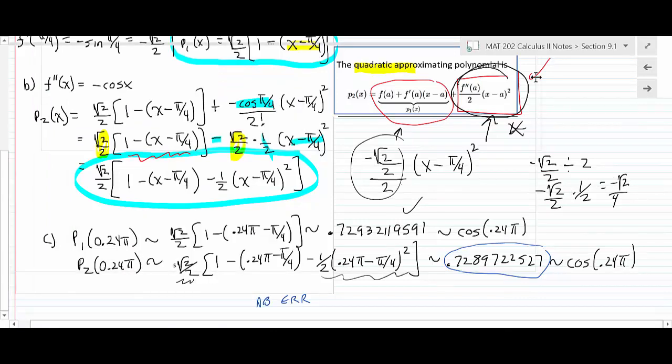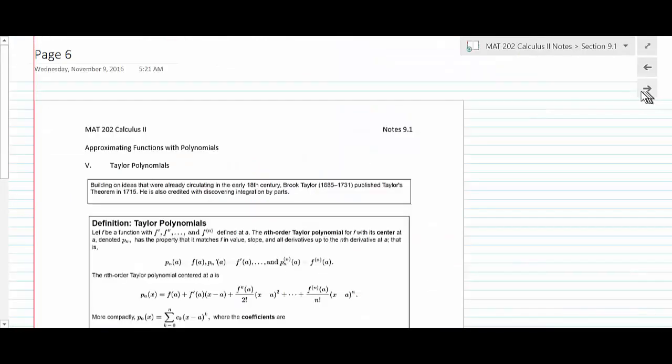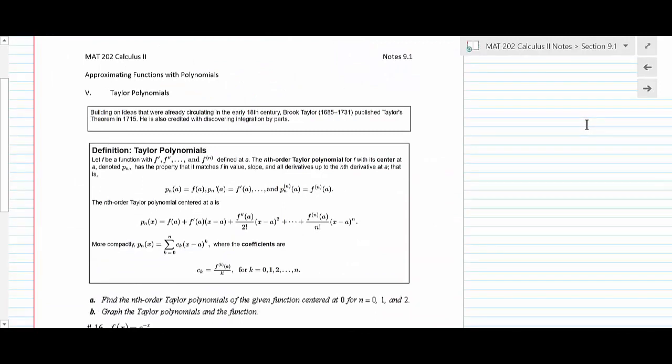Okay, and that's a good test problem too. I like students to be able to approximate trig functions, square roots, cube roots, stuff like that. Okay, that's the idea. Now what we're going to do next is introduce the idea of a Taylor polynomial, which in a sense I kind of did already.